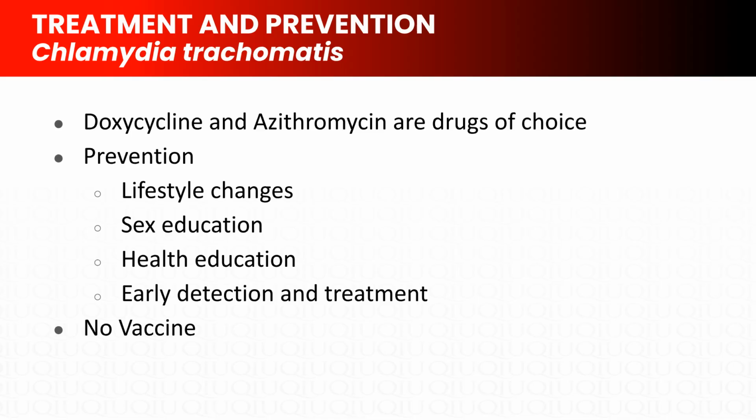Partner notification and treatment is critical. When someone is diagnosed with chlamydia, all sexual partners from the preceding 60 days should be notified, tested, and treated, ideally before their own test results return, to prevent reinfection of the index patient. Unfortunately, despite extensive research, no vaccine for chlamydia is currently available.